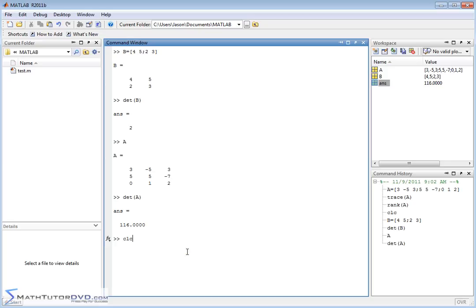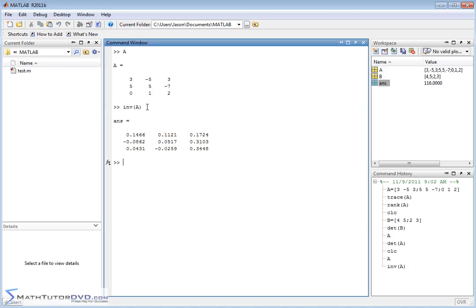Okay, and then finally, I want to teach you how to calculate the inverse. So here I have matrix A. To calculate the inverse, it's just INV of matrix A. So you just have the function called inverse, INV, and you pass it the matrix, and what you get back is another matrix.